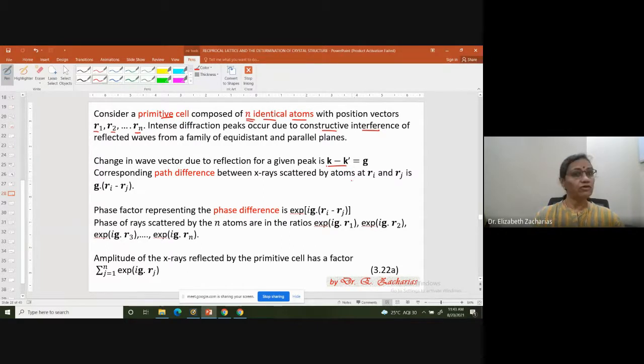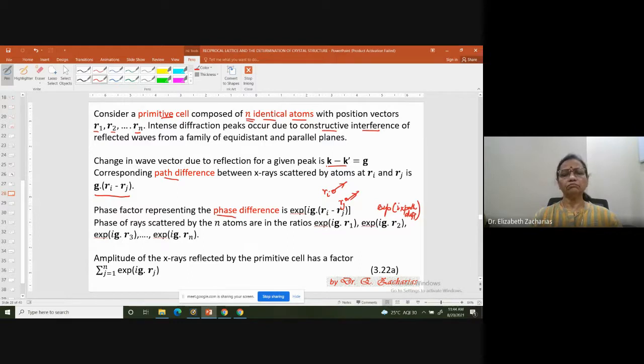Okay. Whenever you're talking of interference in optics, you will be talking of what is called the path difference. So let us consider the rays reflected from some atom at position Ri and an atom at position Rj. Then what will be the path difference? The path difference will be G dot (Ri minus Rj). A path difference also means a phase difference. The phase difference will be the exponential of iG dot (Ri minus Rj), or the exponential of i times the path difference. This is all from optics.